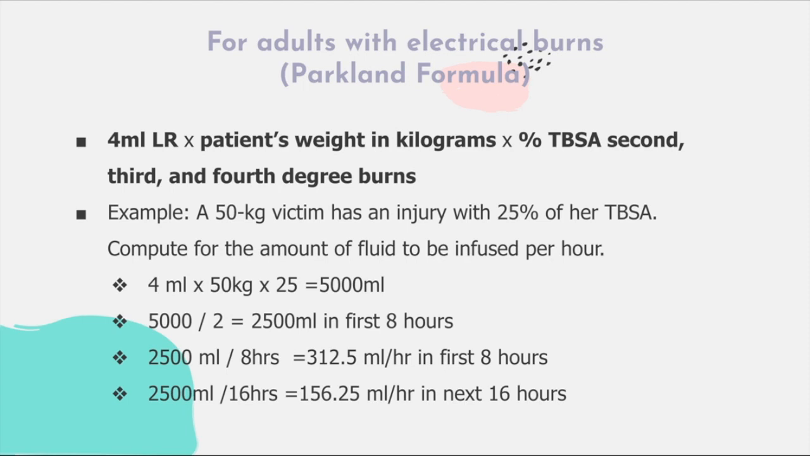If you're trying to determine the ml per hour in the first 8 hours, you will then divide the 2,500 ml by 8 hours, which results in 312.5 ml per hour in the first 8 hours. And if you're trying to determine the ml per hour for the next 16 hours, you will divide the 2,500 ml by 16 hours. So 2,500 ml divided by 16 hours will result in 156.25 ml per hour in the next 16 hours.